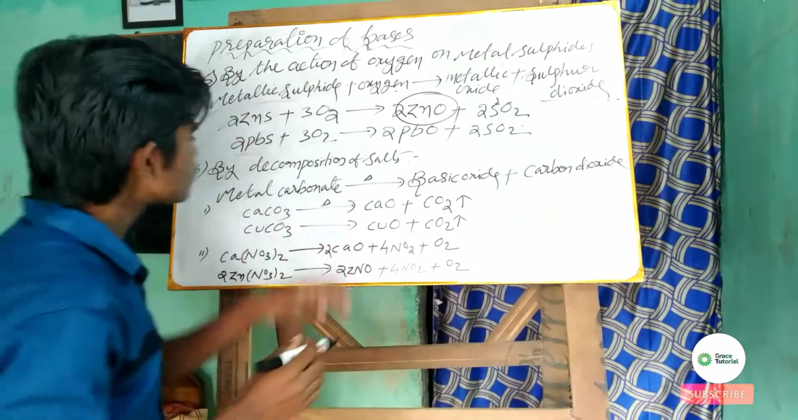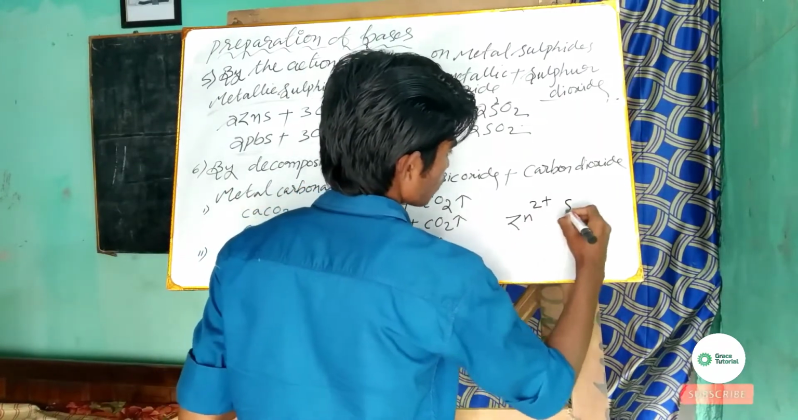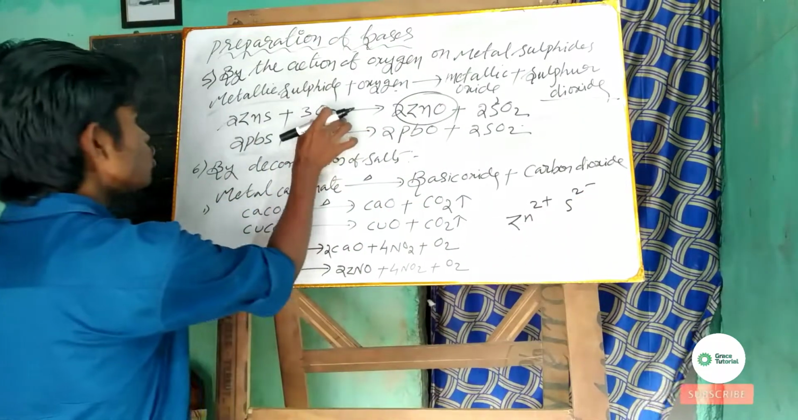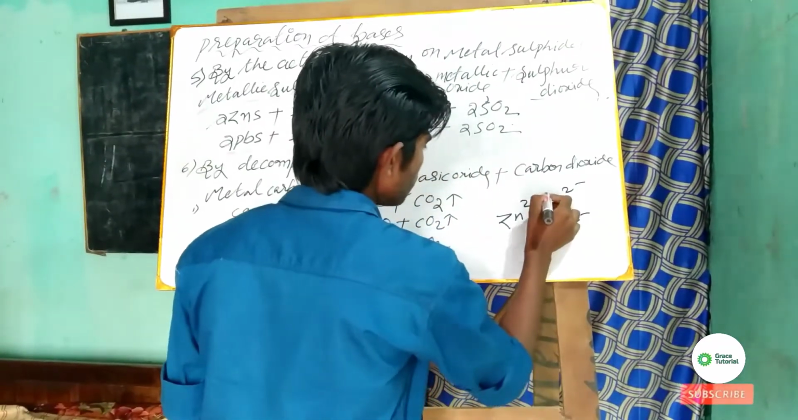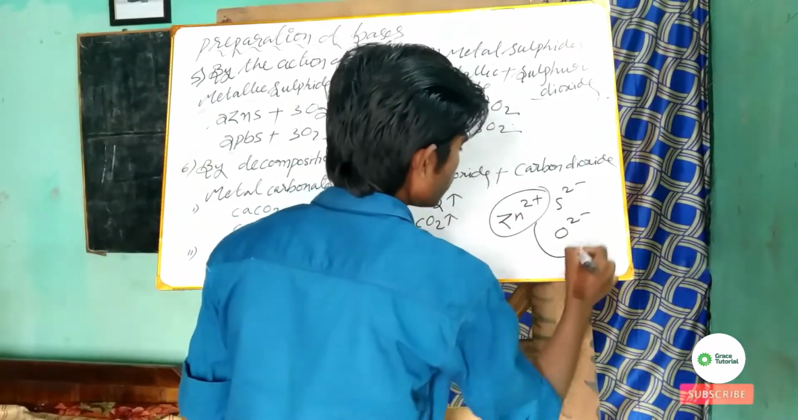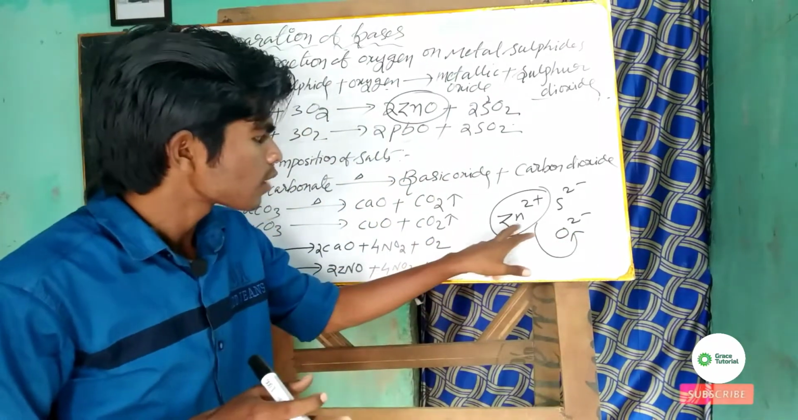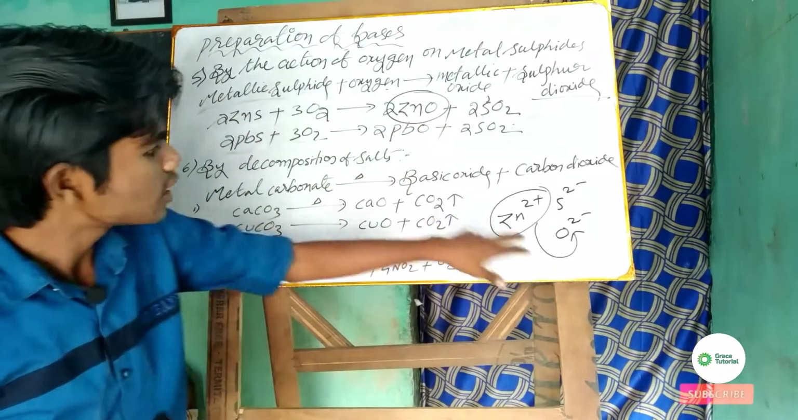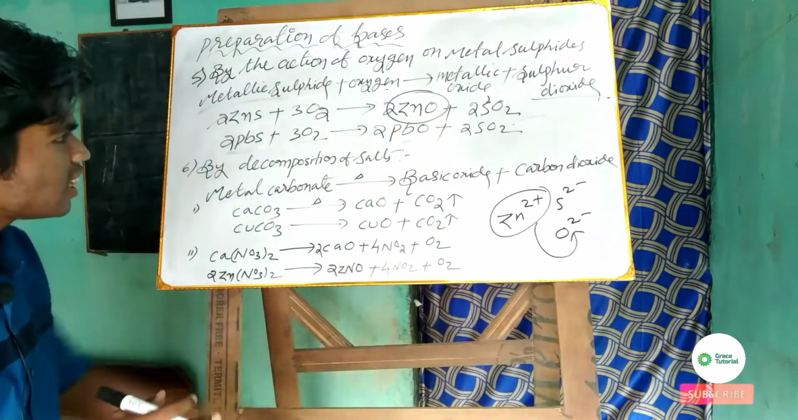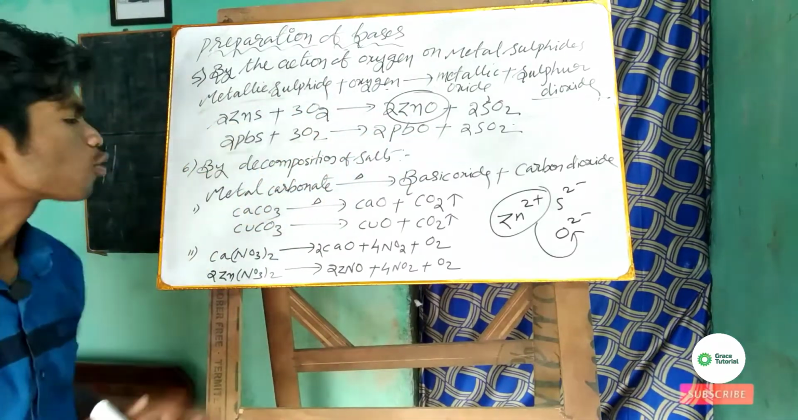If you dissociate this zinc sulfide, what do you get? Zn2+ and S2-. And if you dissociate this oxygen, you will get O2-. So the positively charged part of this compound will react with oxygen, anyhow, which is a negatively charged ion, that is the oxide ion. So it reacts with this oxide ion to give zinc oxide with the evolution of sulfur dioxide gas. In this way, zinc oxide is obtained by the reaction of zinc sulfide and oxygen.